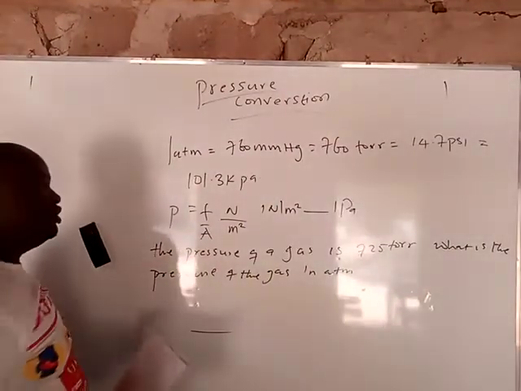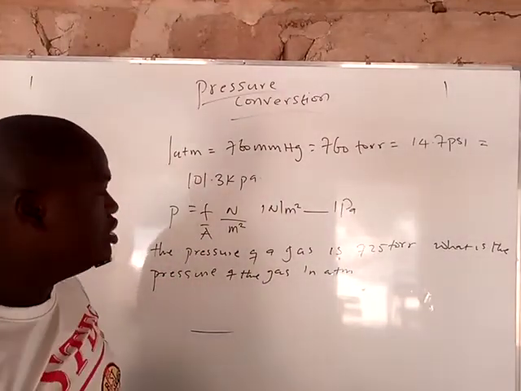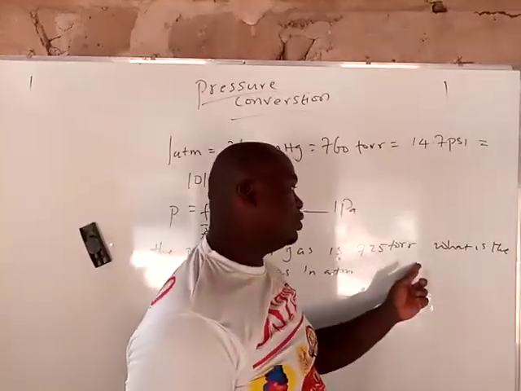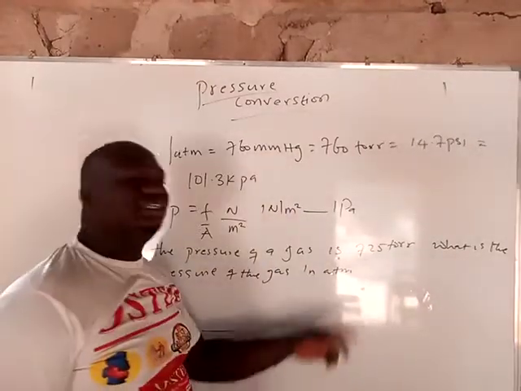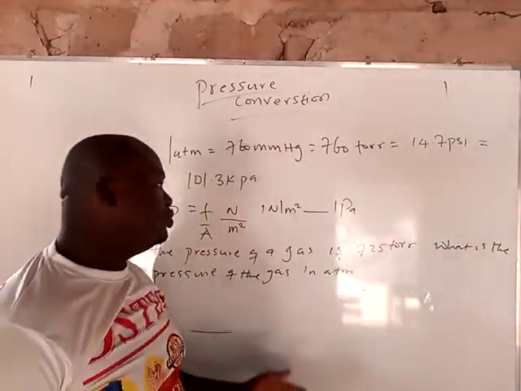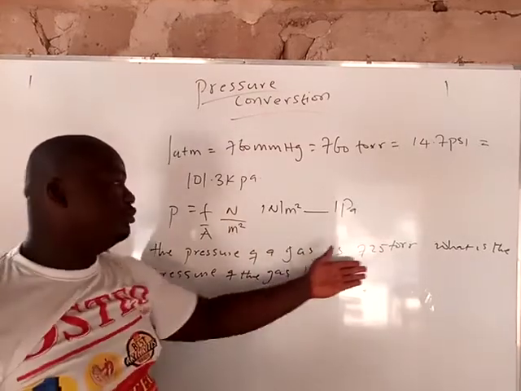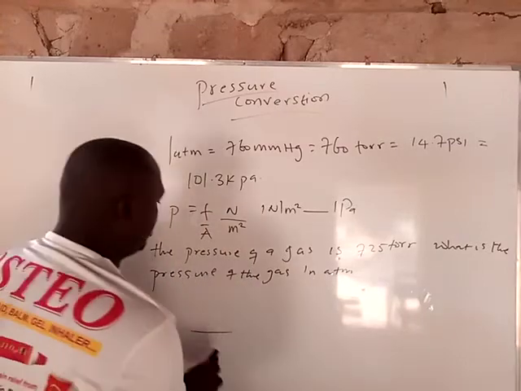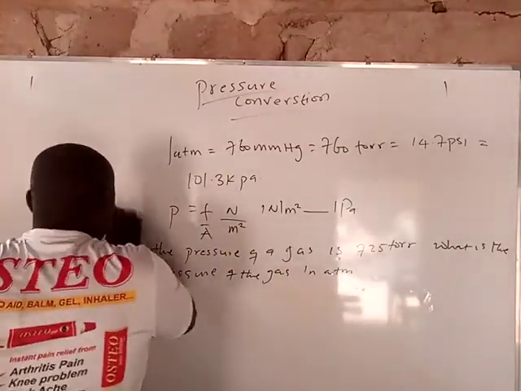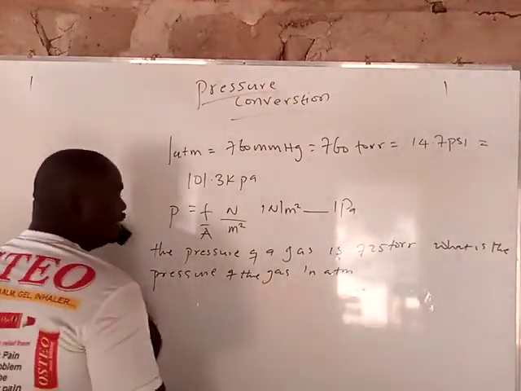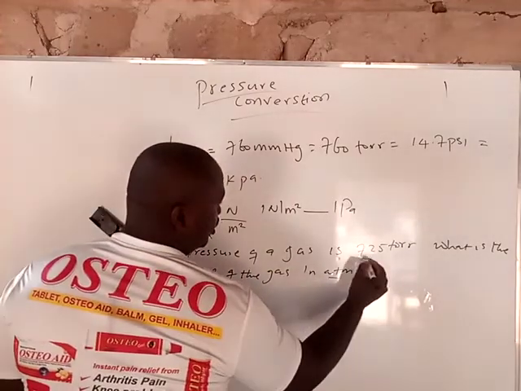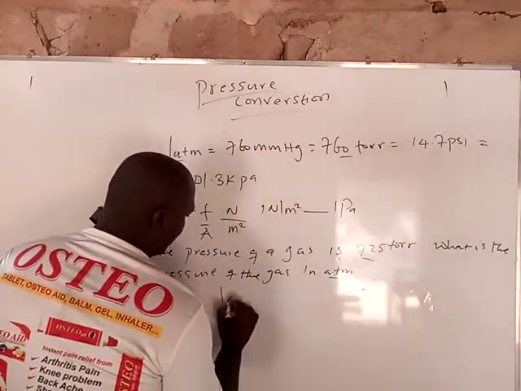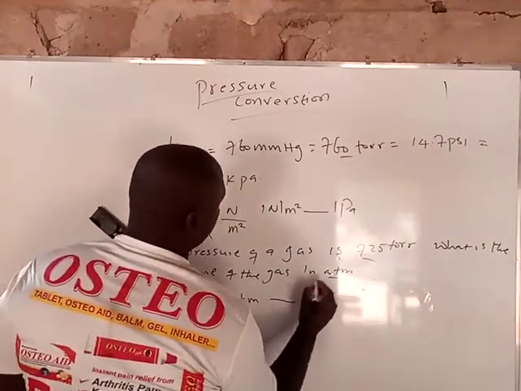Now, there is an example here. The pressure of a gas is 725 torr. What is the pressure of the gas in atm? What they want is for you to convert the unit from torr to atm. That is why I wrote the standard values for you. This is so easy, guys. You have atm, you have torr. So you pick atm, you pick torr. Therefore, 1 atm is equal to what?